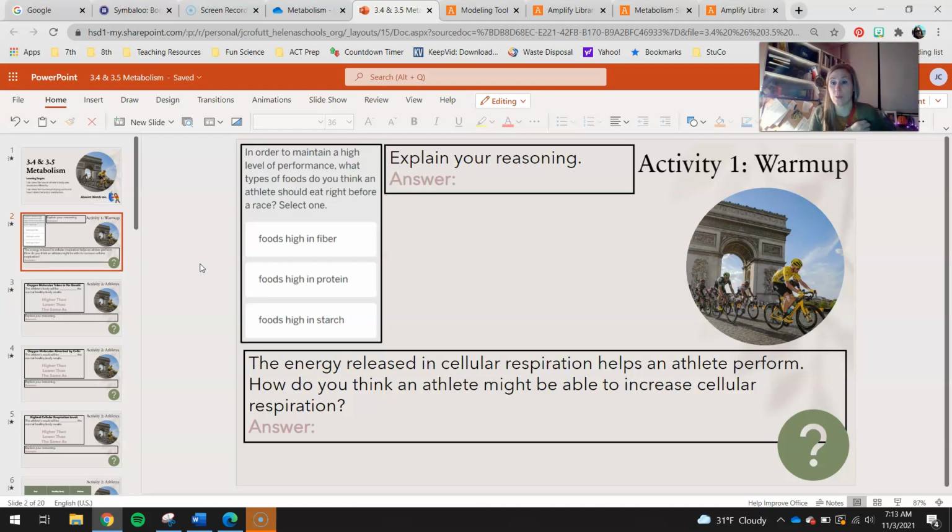So obviously in this lesson, we're really going to focus a lot on athletes. If we know how a normal body works, how does an athlete's body function differently? Okay, so explain your reasoning. The energy released in cellular respiration helps an athlete perform. How do you think an athlete might be able to increase their cellular respiration? At the end of this, you're actually going to do a little sim test to see if you could increase cellular respiration. So you can keep an eye out for that throughout this lesson.